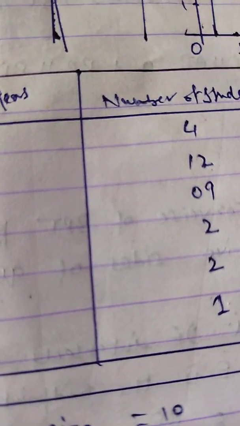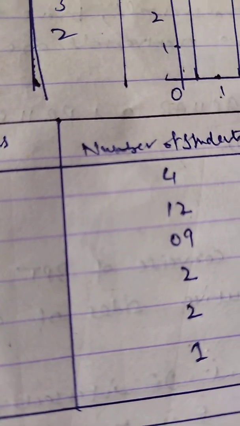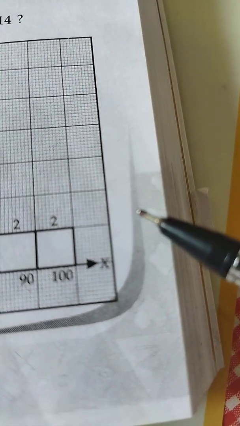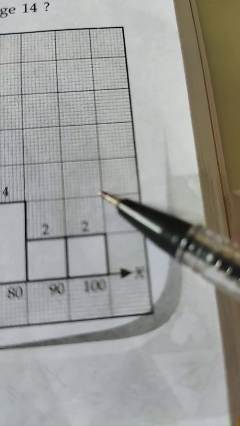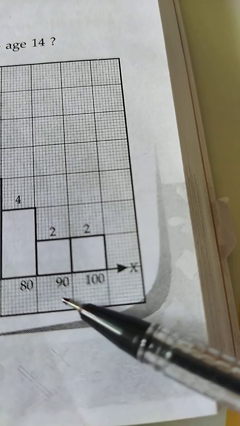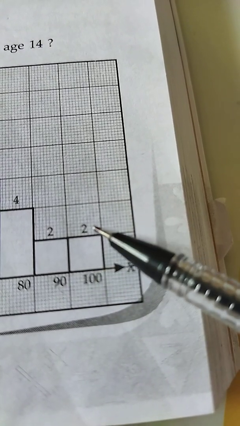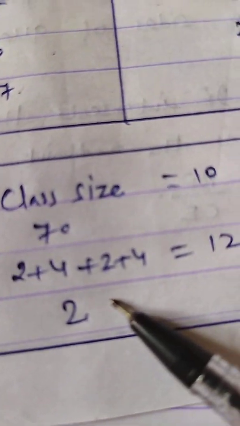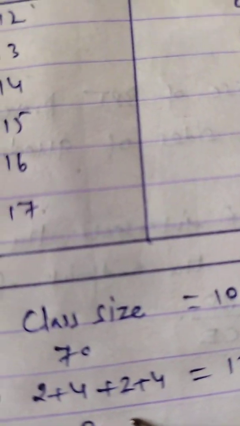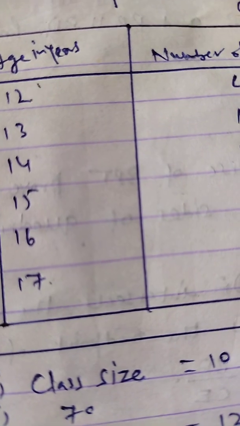And finally, how many students scored 100% marks? So you can see the frequency of 100 very clearly is given, that is equal to 2. So this is 2. So only 2 students scored 100% marks. So this is the exercise 5.1.